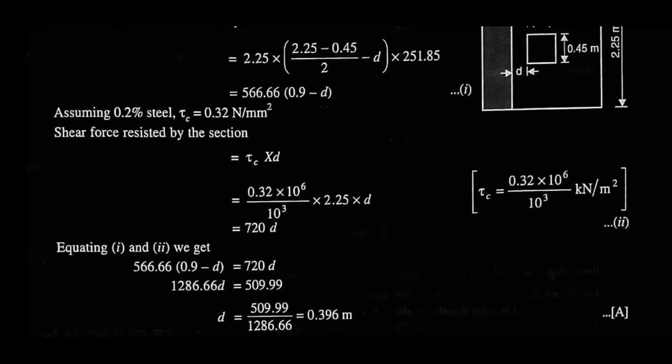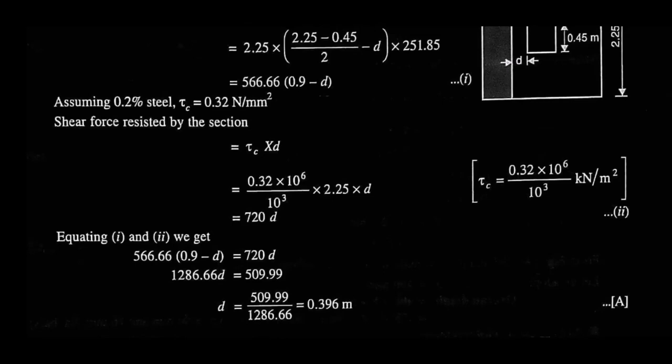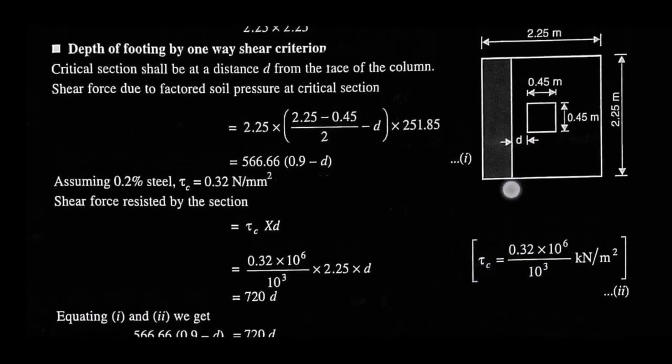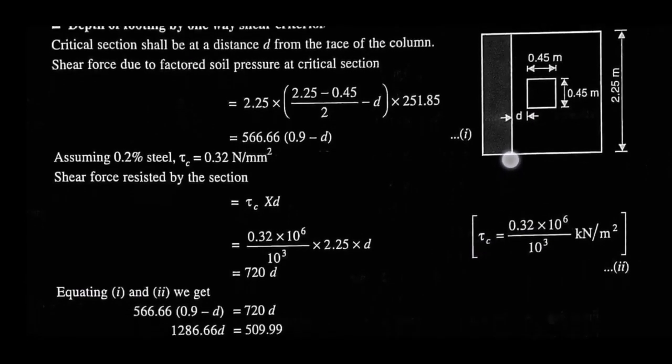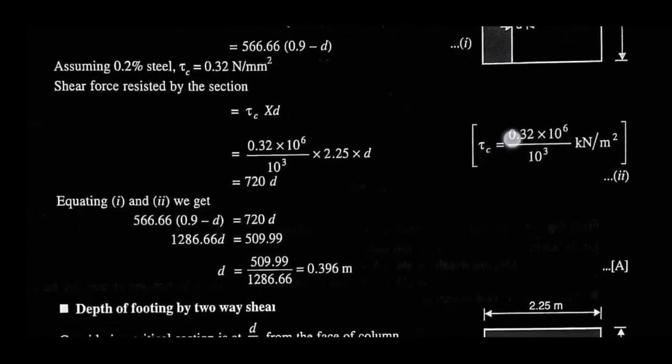Then we get 566.66 within bracket (0.9 minus d) is equal to 720 d. From this equation we can get the value of d, that is equal to 509.99 by 1286.66, that is equal to 0.396 meter, that means 396 mm. So as per one-way shear criterion, small d, that means depth, is 0.396 meter.